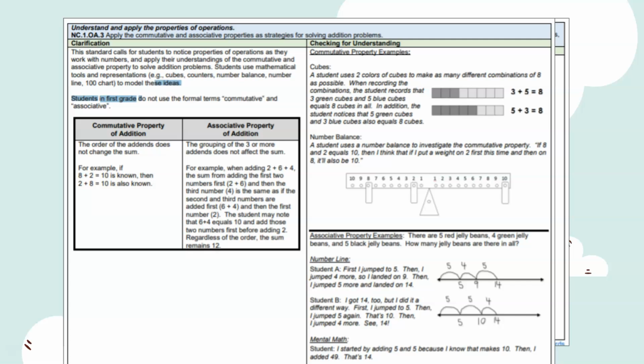Students have already had some exposure to OA3. Notice that students are not required to know the properties by name. Instead, they need to be able to explain the idea of them.